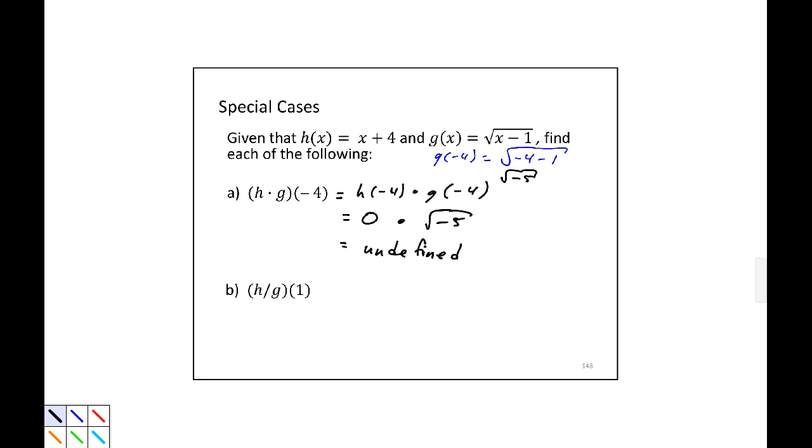And for our last example, h divided by g of 1. Well, this would be h of 1 divided by g of 1. H of 1 is 1 plus 4, or 5. G of 1 would be the square root of 1 minus 1, which would be the square root of 0, which is 0. So 5 divided by 0, which is undefined.